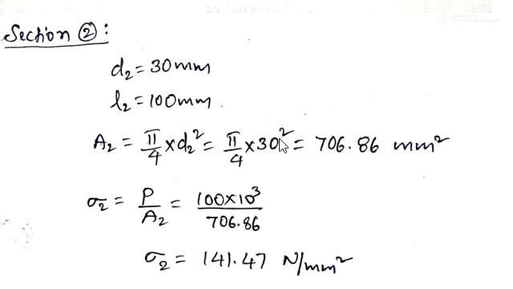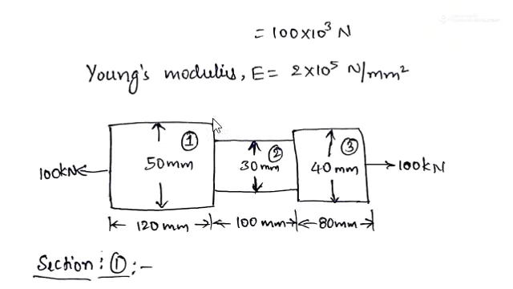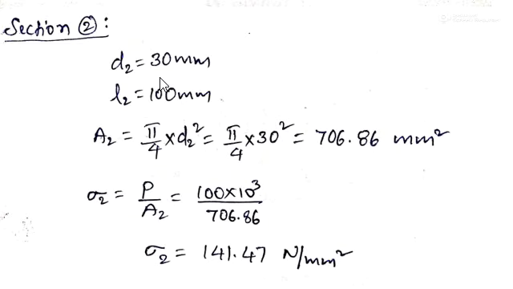So like that we'll find out for section 2. For that, the diameter is 30 mm, the length is 100 mm. To find the area, pi by 4 d2 square, d2 value 30 mm. When you substitute and simplify we get area 2 as 706.86 mm square.